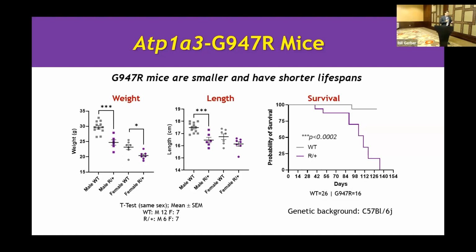And one of the things we noticed early on is these animals were not healthy. They were smaller, both in weight and length, and they also didn't survive as long as their littermates who did not have the mutation. And this is work that was all done on a particular genetic background strain known as C57 Black 6J. And that's a strain that other AHC mouse models have been created on. And it seems to be a universal principle that mice on that background strain with ATP1A3 mutations are not healthy.